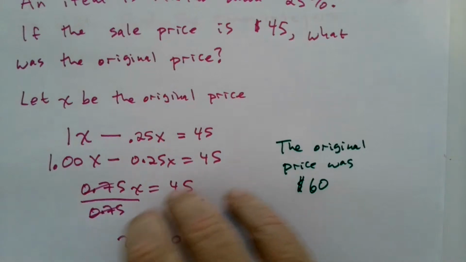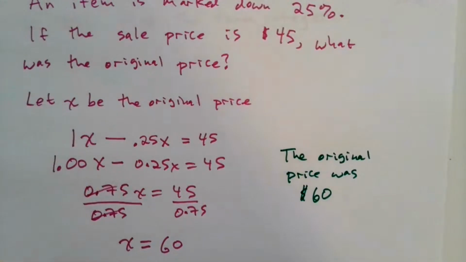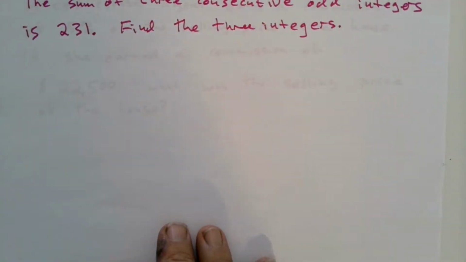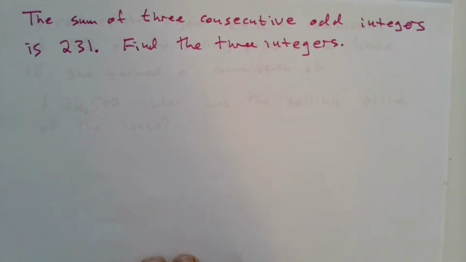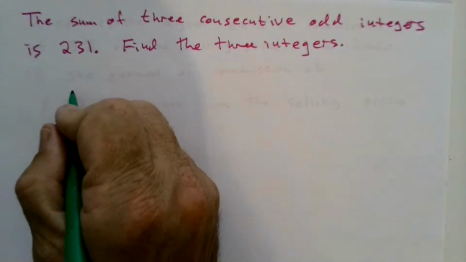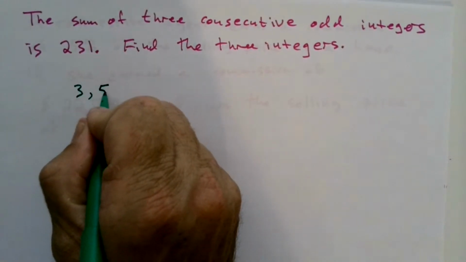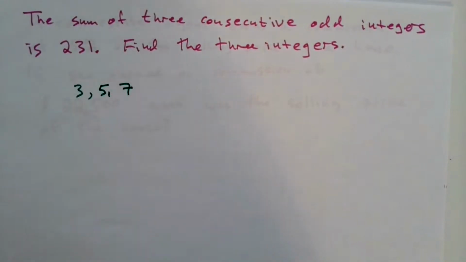See what I have next. The sum of three consecutive odd integers is 231. Find the three integers. Well, let's talk about odd integers. So, for example, we might deal with 3, 5, and 7. Those are three consecutive odd integers.